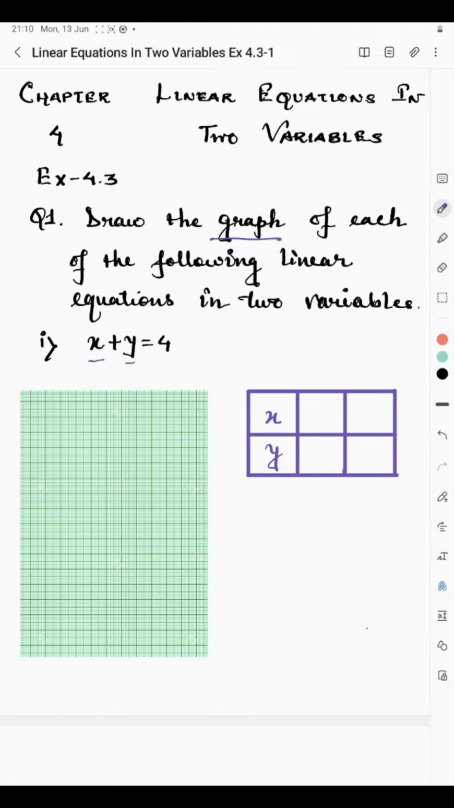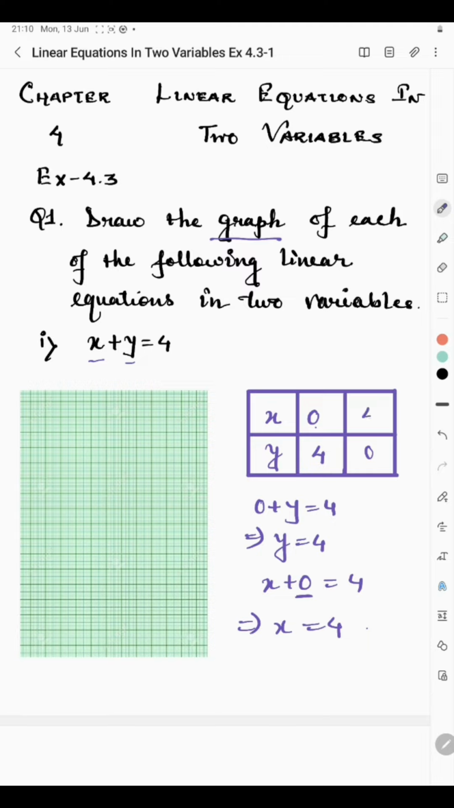Okay, so let us consider the value of x is 0. Now if the value of x is 0, then 0 plus y is equal to 4. So the value of y will be 4. So the first solution of this equation is (0, 4), in which the value of x is 0 and the value of y is 4. Now let us consider the value of y, say 0. Now if the value of y is 0, then x plus 0 is equal to 4. Here the value of y we have considered as 0, so what will be the value of x? It's 4. Okay, so another solution is (4, 0).